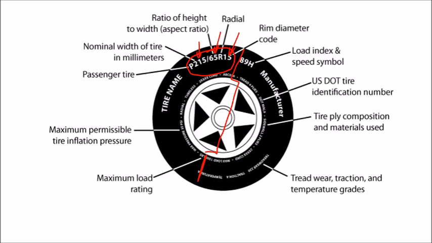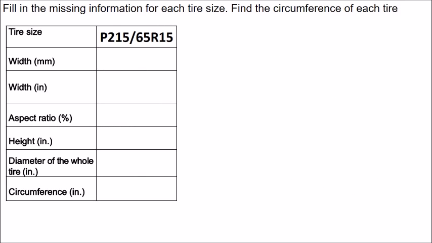Okay. So looking at an actual problem here, it says fill in the missing information for each tire size, find the circumference of each tire. So the first thing we need is the width in millimeters. The width in millimeters is given to us directly right there. That's this number right here, and that's 215 millimeters. Now, as we get down here towards the bottom, we notice everything is in inches, so I've got to get rid of these millimeters. So I'm going to convert my width in millimeters to width in inches.